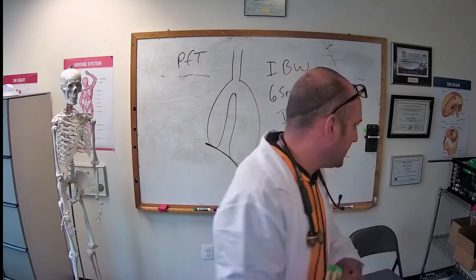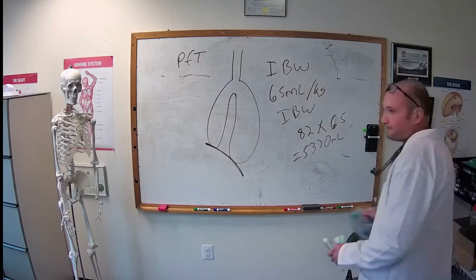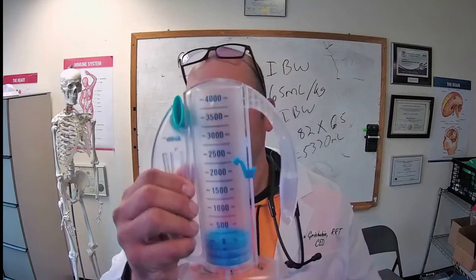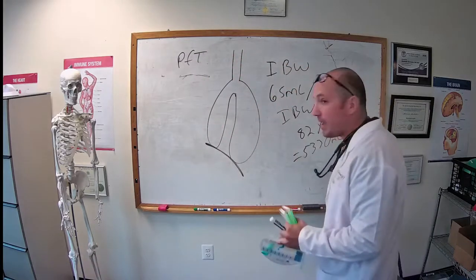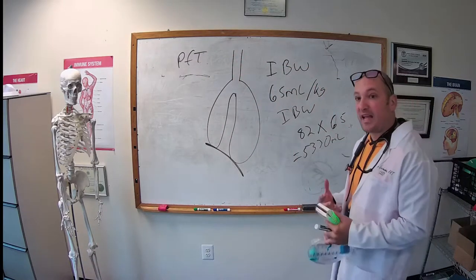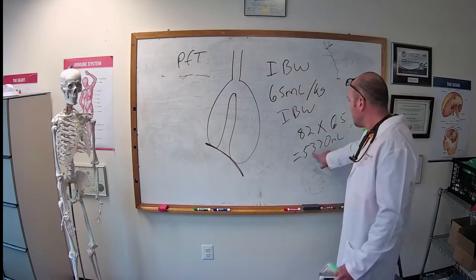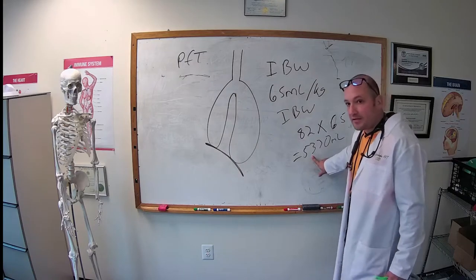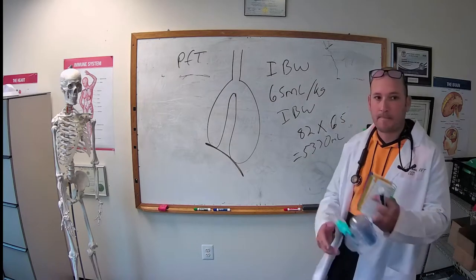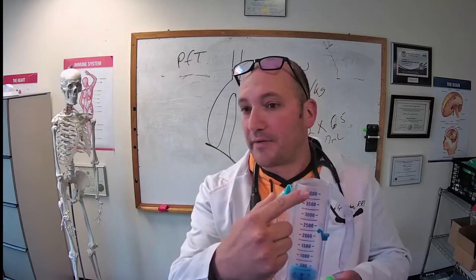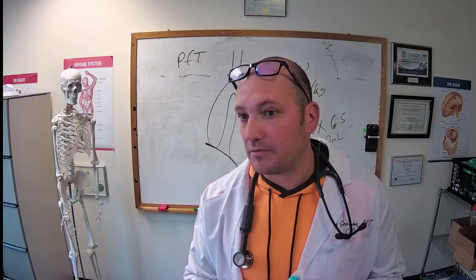Okay, so if I took an incentive spirometer, the max I can go on this incentive spirometer is 4,000. So needless to say, if I want to maximize my lung volumes, I want to understand how much can go into my lungs, but this only goes up to 4,000, when my max is 5,330. What I need to do is bring up the piston all the way up to the 4,000, probably leave it up there for about a second or two.